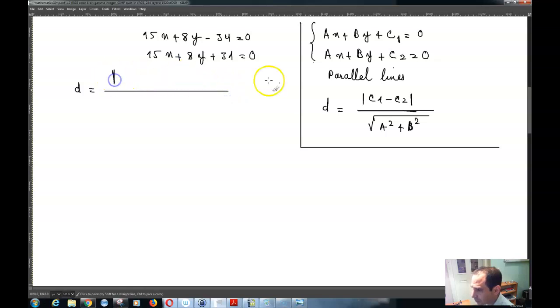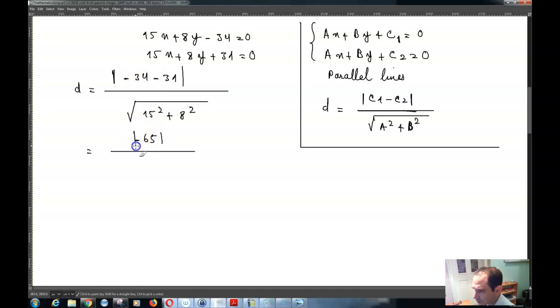the absolute value of c1 minus c2. So I take this as c1 and this c2, so negative 34 minus 31 divided by the square root of a squared plus b squared. You can take any of these, they are both a and b, that doesn't make any difference. So that's 15 squared plus 8 squared, which is equal to 64. And so this is equal to basically 65. So that's negative 65, the absolute value of that, negative 65.